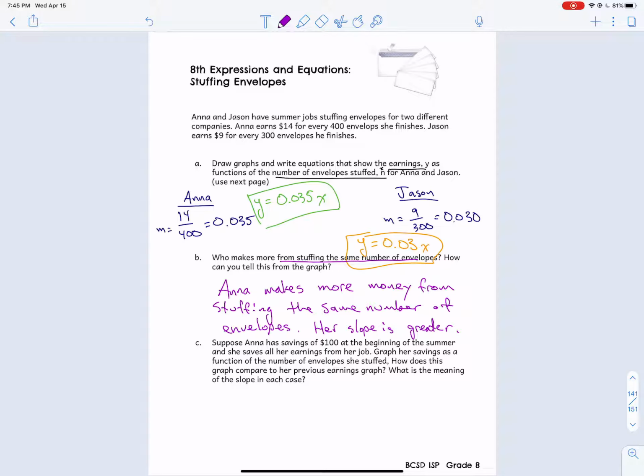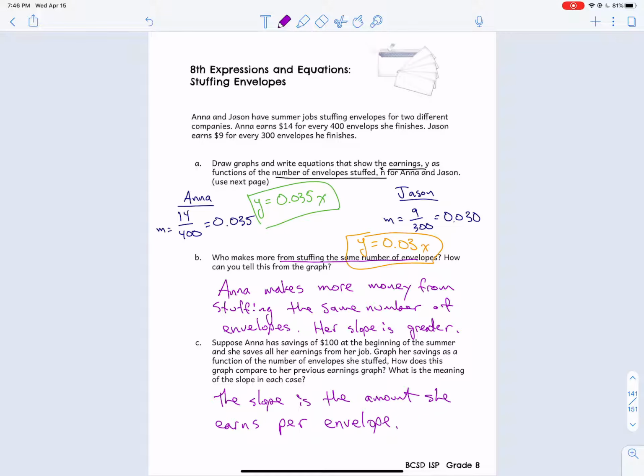And then the question is, okay, we have to compare the graphs, but then what is the meaning of the slope? So we can answer that one. So the slope is the amount she earns per, that's our keyword for slope, per envelope. Okay, so that's that one.